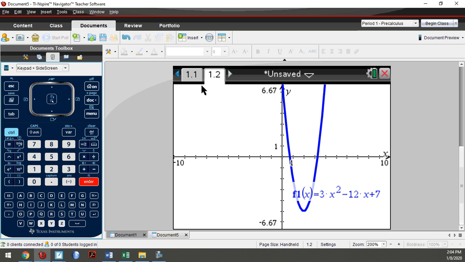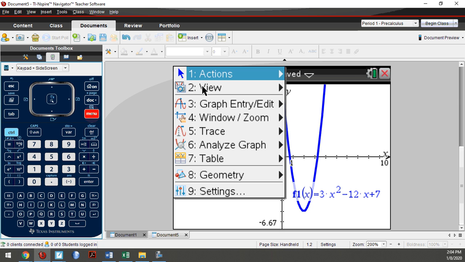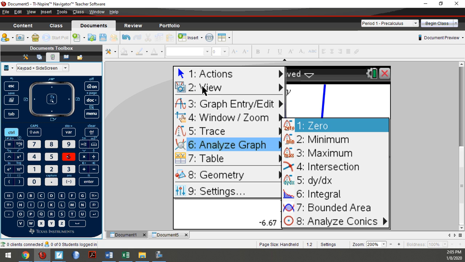Now, we're going to verify what we already did on our paper. We're going to verify, 1, if it's a maximum or a minimum. What did we say it was on our paper? A min. Is it a minimum in our graph? Yes, it is. The next thing we're going to verify is going to be the vertex. So I want everybody to hit menu, analyze graph. Analyze graph is number 6, and inside that analyze graph, you have several different options. What options do you think you would choose? Why are we choosing minimum? Because our graph has a minimum.